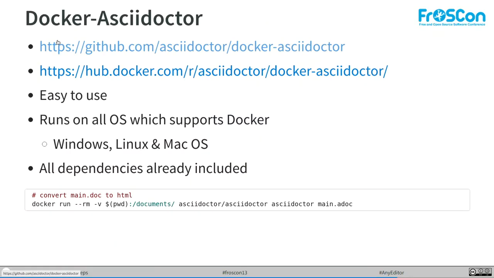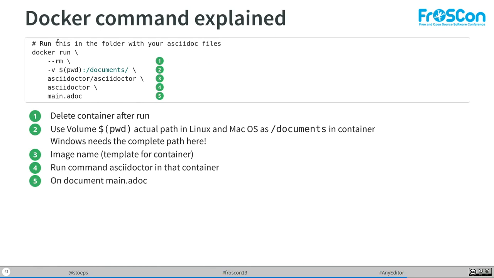So you can download a Docker Asciidoc image and use that. The main advantage here is the dependencies are already included. Everything is installed, and you can use it directly in the directory where your source code is. When we look at the Docker command, we use docker run with --rm, which means that when the container ends running, it just gets deleted. So we are free from that container.